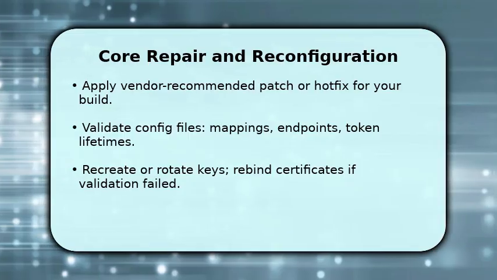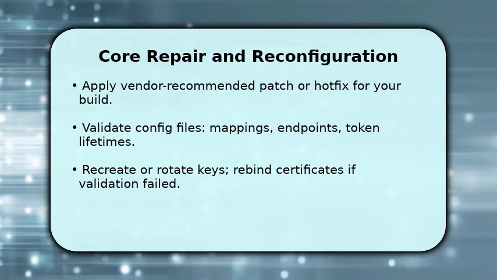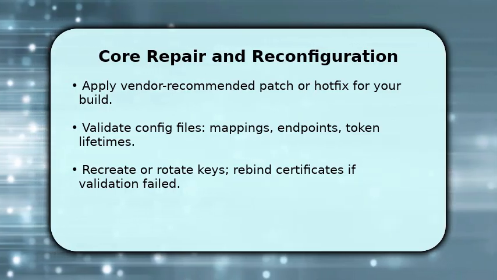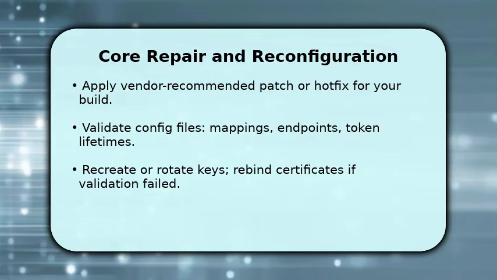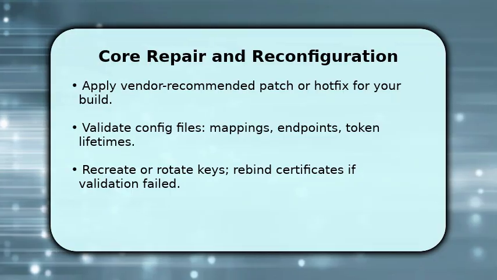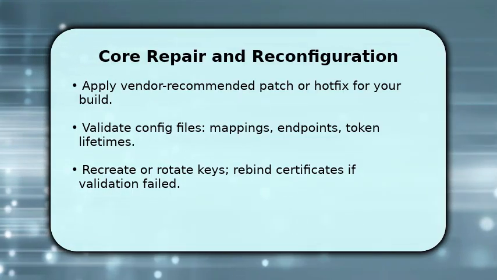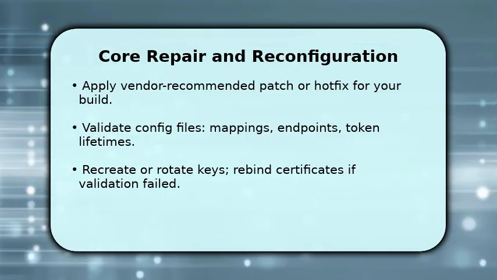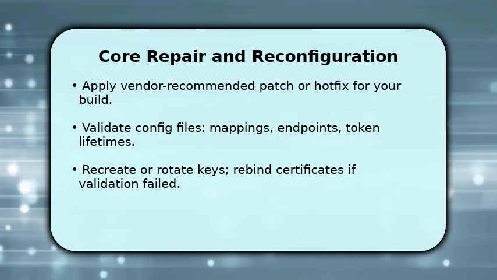Next, apply the exact hotfix or patch for your SSO6 build while services run in maintenance mode. This changes binaries safely. Then validate each configuration file, endpoint mappings, token lifetimes, and identity provider metadata, because mismatches cause silent failures. If tokens or validations fail, rotate the signing and encryption keys and rebind certificates. Reissuing certs fixes chain problems.